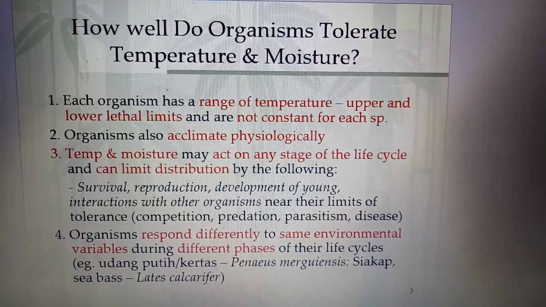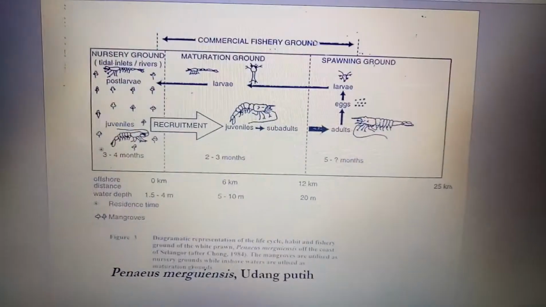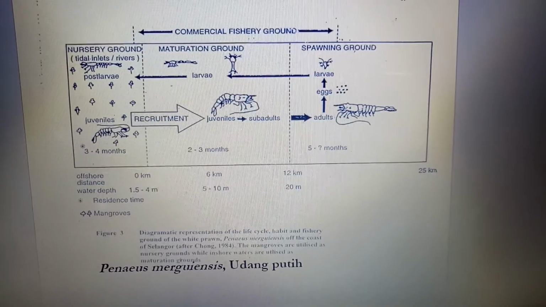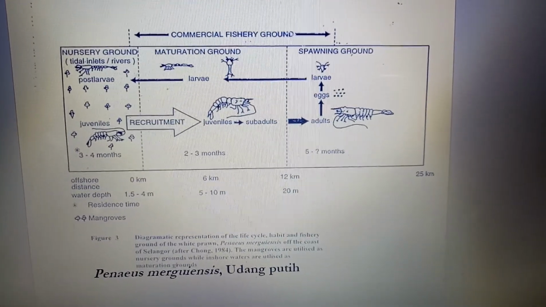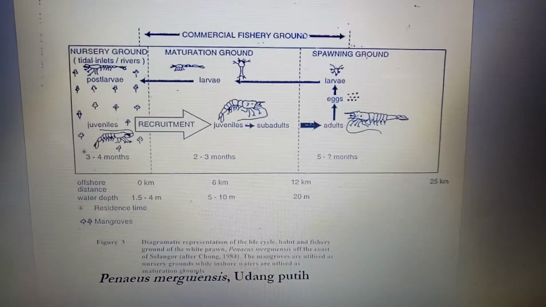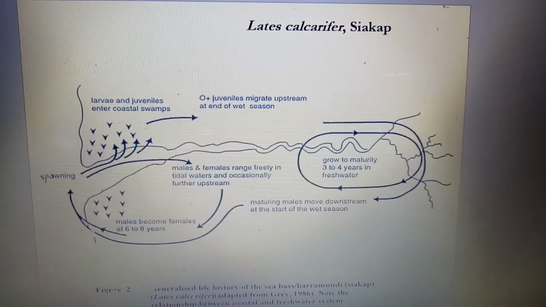For example, udang putih that we have discussed last time, and also siakap. So I think this is about the udang putih case, but I don't want to discuss this one again, because we have discussed it in the previous lesson, and this one is also the same thing for siakap.